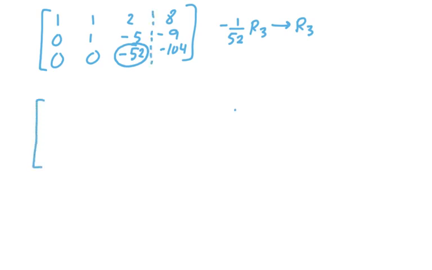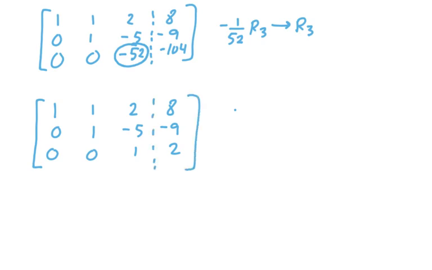So when I do, I get 1, 1, 2, 8, 0, 1, -5, -9, 0, 0, 1, 2. Okay, now we're in row echelon form. And now I'm in perfect position to solve this system. Now, this is what I have.